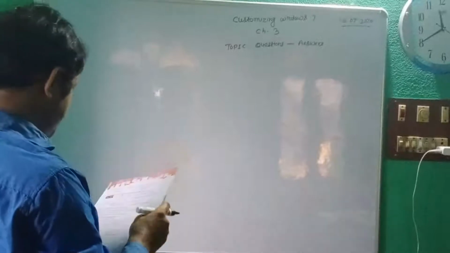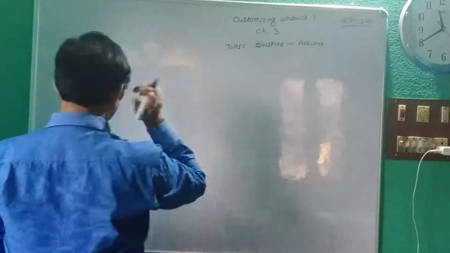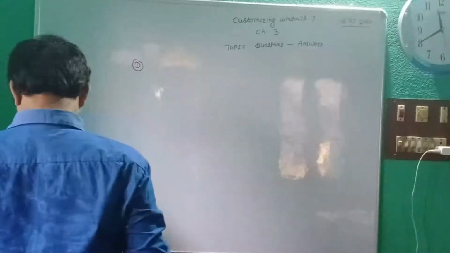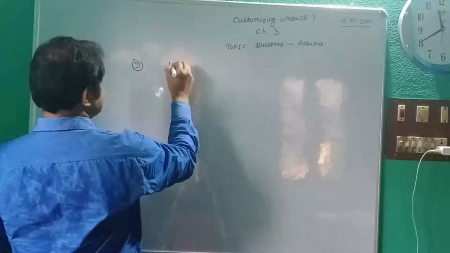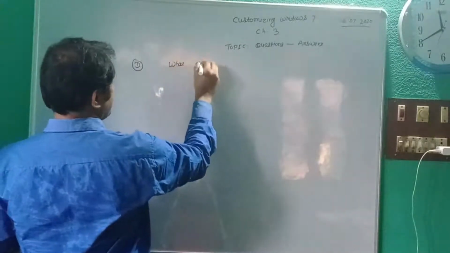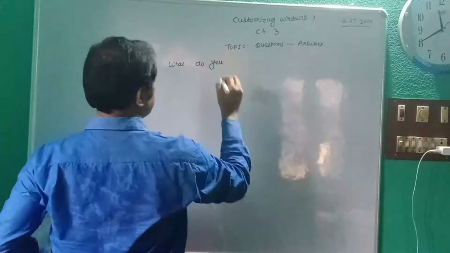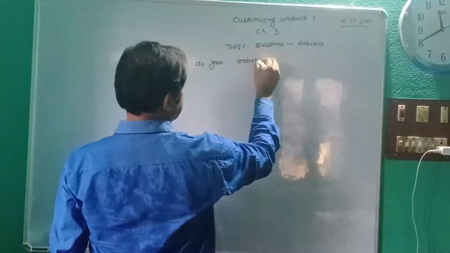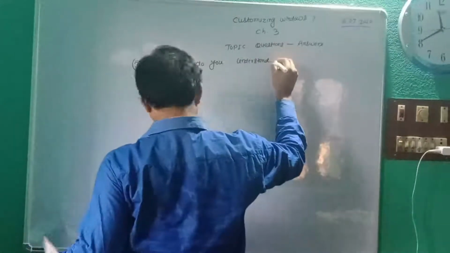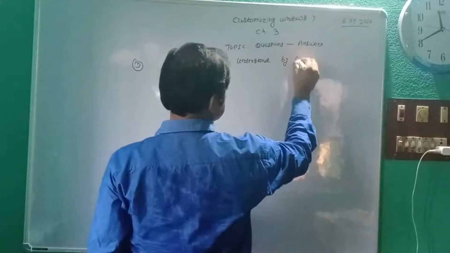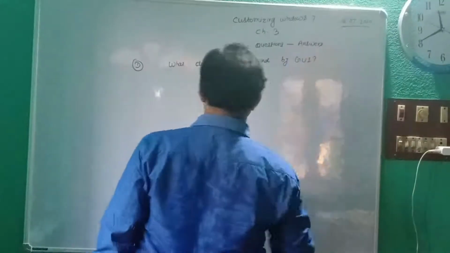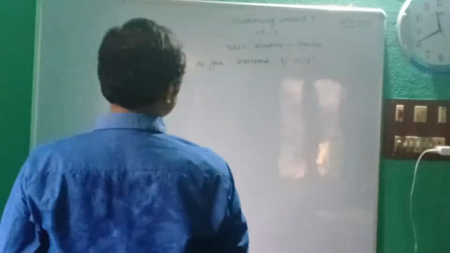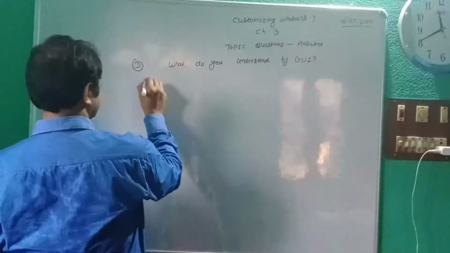So my dear students, first of all I start with question number A. What do you understand by GUI? First of all, what is the full form of GUI? GUI means graphical user interface.